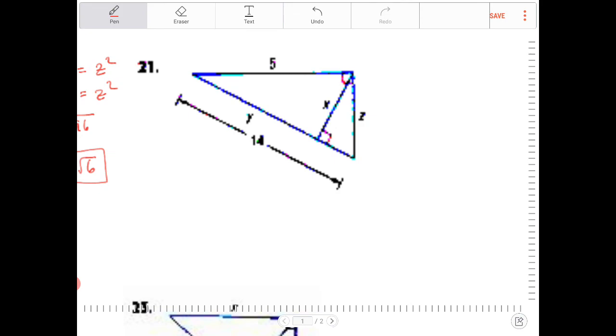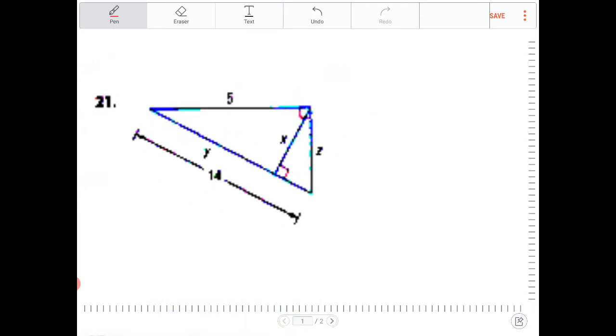Moving on. Okay. All right, things are getting a little more interesting now. So I know that this length right here is 14 minus y. So 14 minus y times y is equal to x squared. I also know that x squared plus y squared is equal to 5 squared. Right? So I have a system of equations here.